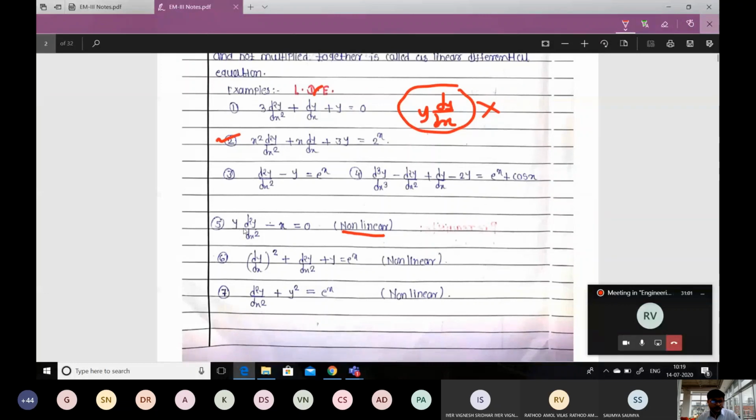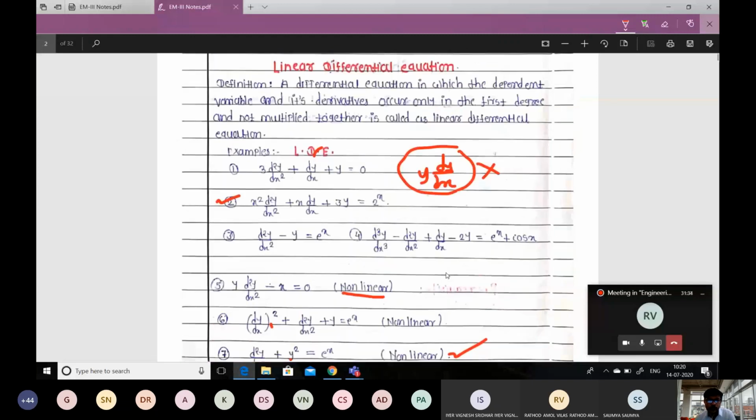Here, because of this product of the dependent variable and its derivative, this is not acceptable in a linear differential equation. So it belongs to the non-linear one. Here we can see the power is 2, but we want degree 1. Obviously the degree of each individual term has to be 1, but it is 2. So therefore it also belongs to non-linear. And what is the problem with this? Yes, look at the dependent variable y, its power is 2. That is also not acceptable. So this also belongs to non-linear differential equation.